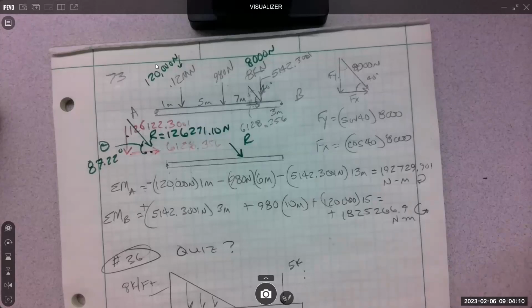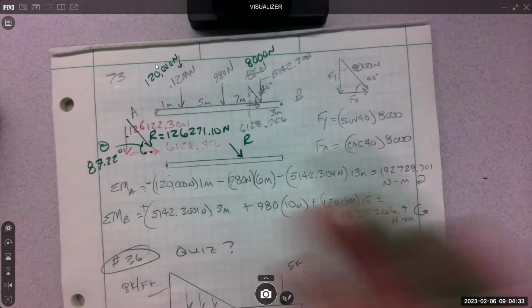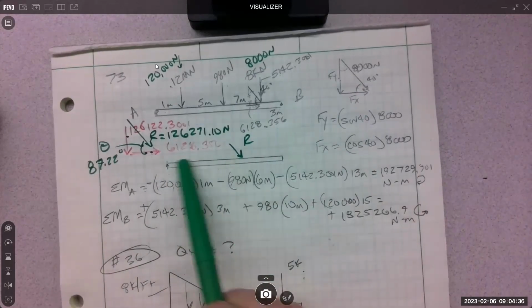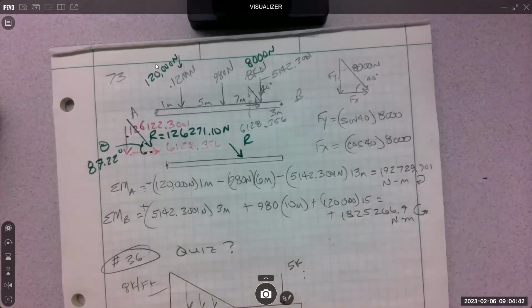Which one do you want to use? We did two of them. Does it matter? If I use the moment at A, where does my distance come from? A, exactly. If I use the moment at B, where does my distance come from? B. Doesn't matter which one you use. You just got to know which one you're using. That tells you which way you're coming from. I'll use A, and then I'll know I'm coming from point A. Moment at A is 192,729.901.